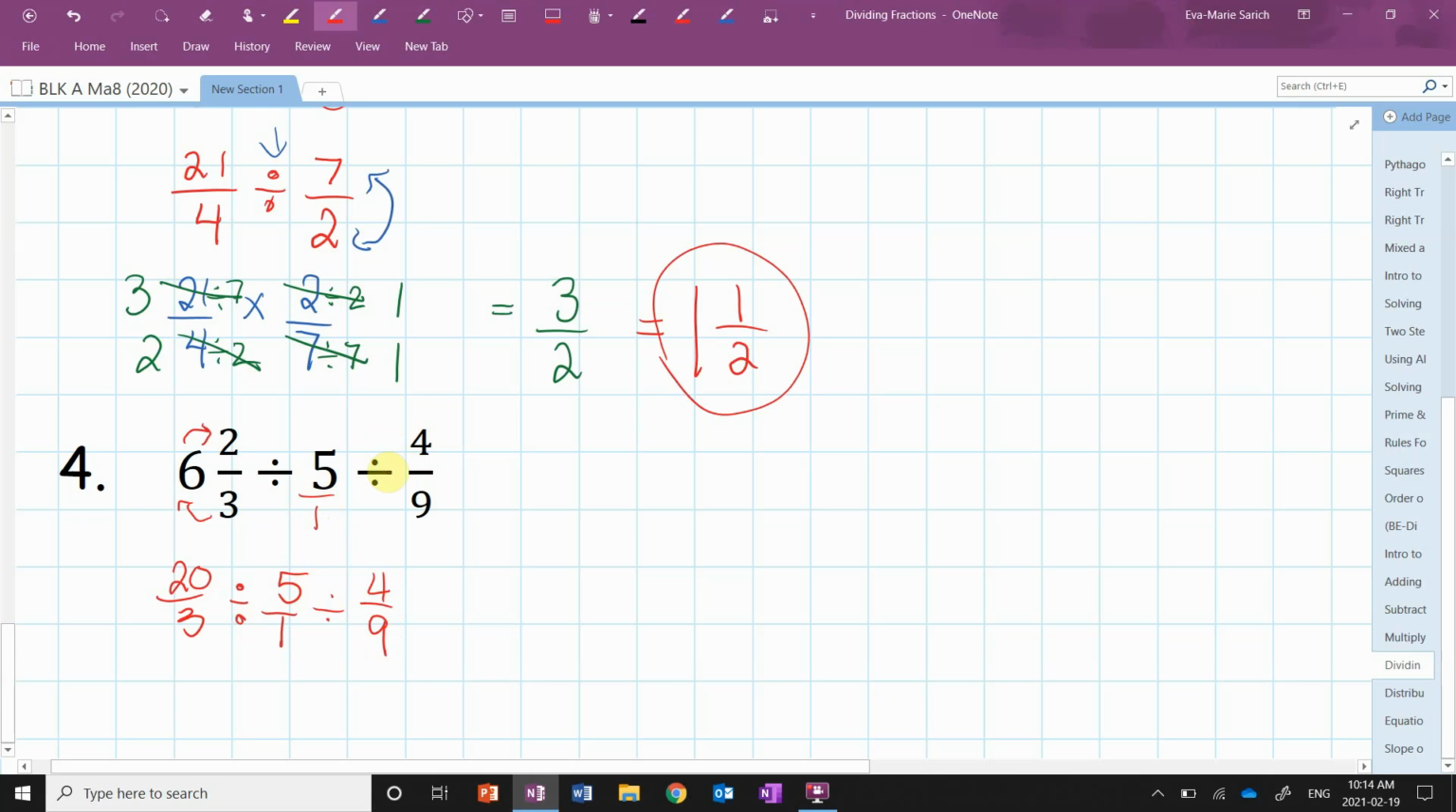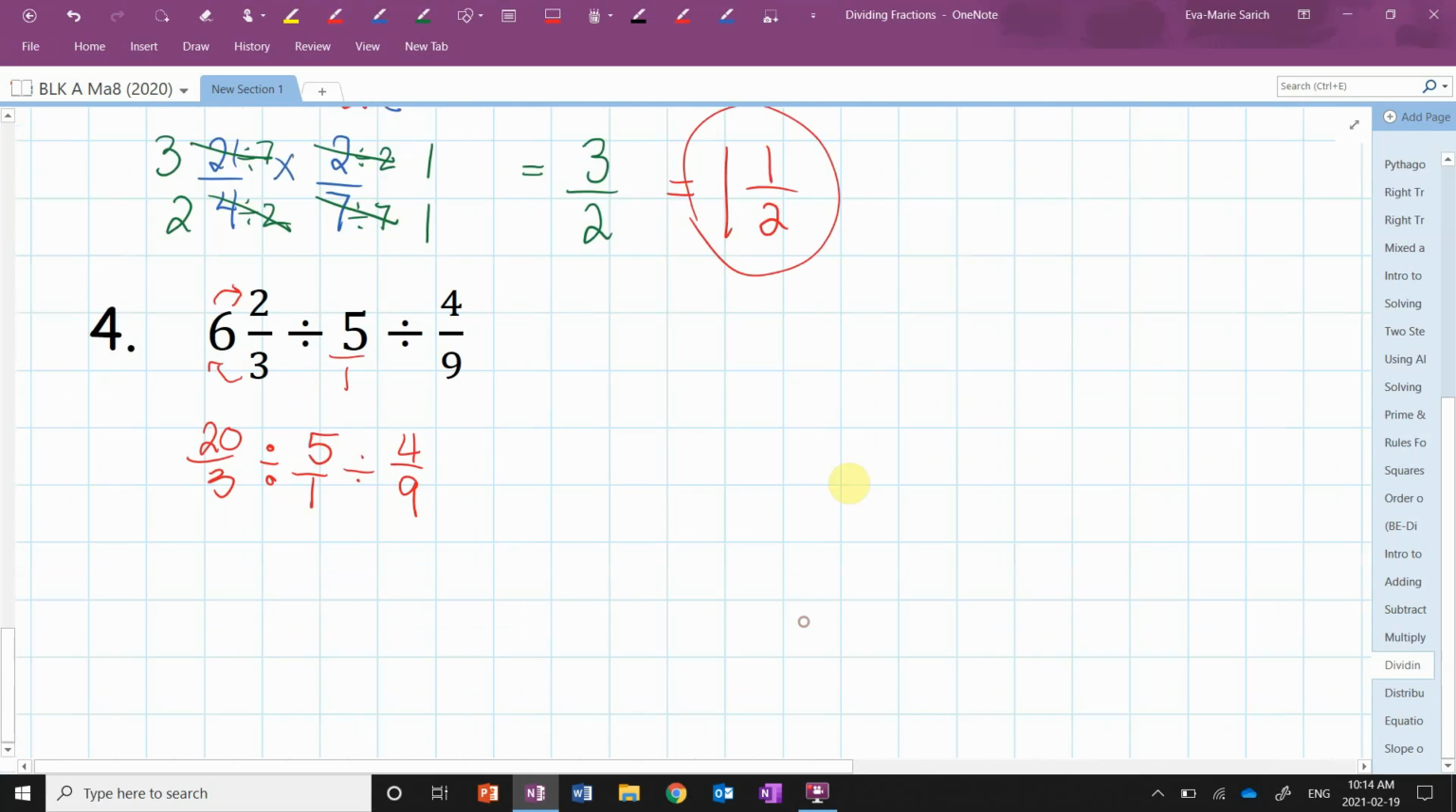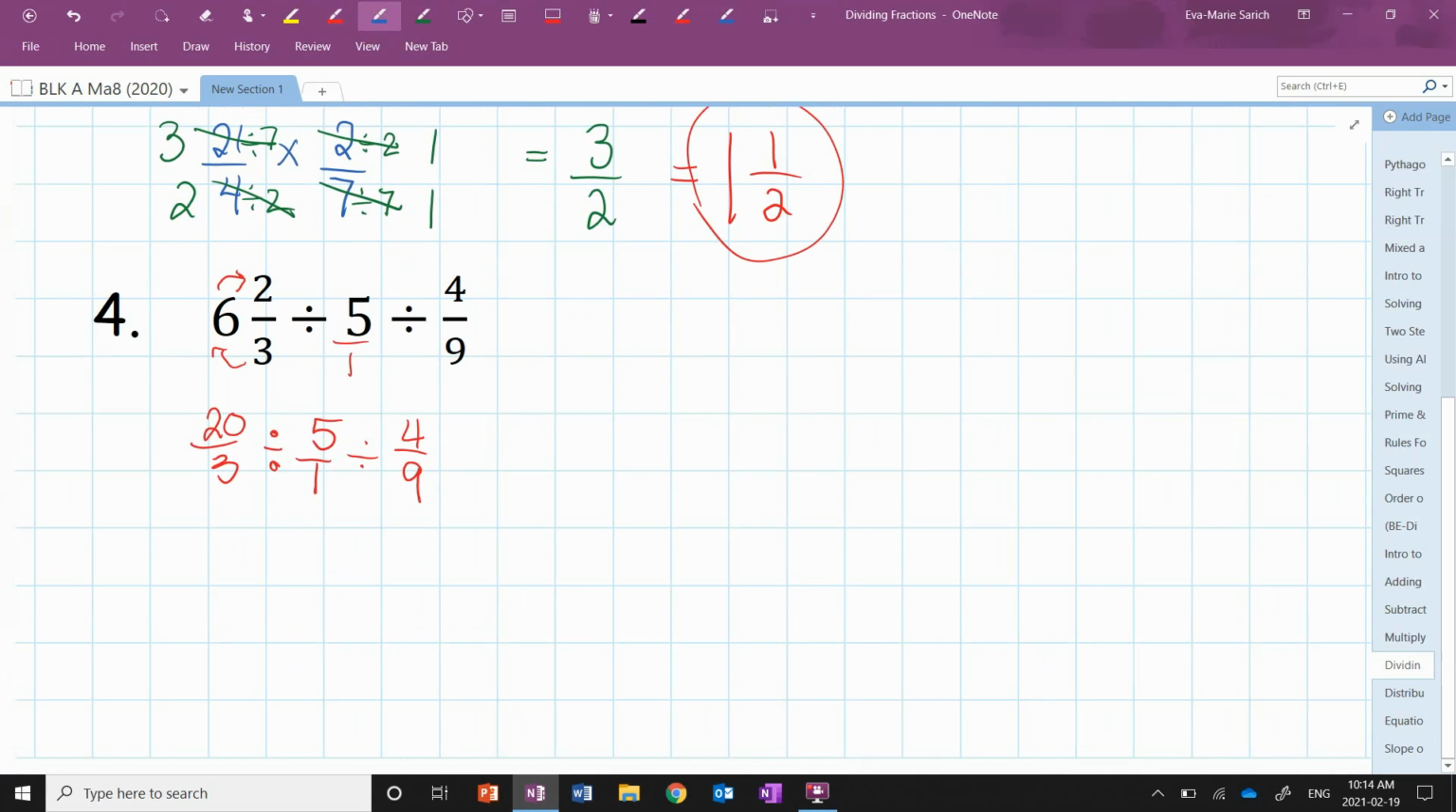Now, no whole number there, so I just copied it down. So we have 2 divides. That has to be turned into a multiply, and then the fraction that follows it flips. So that's going to become 1/5. This divide has to be turned into a multiply, and then we have to flip the fraction that follows it as well. So that's going to be 9/4. The first fraction stays the same at 20/3.